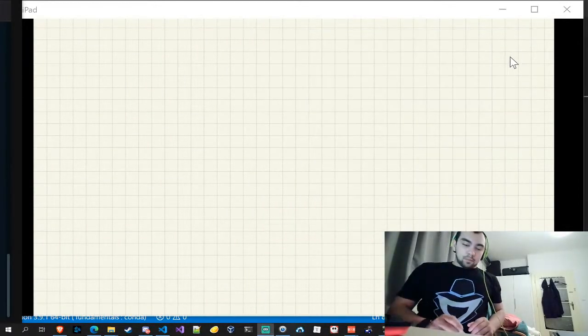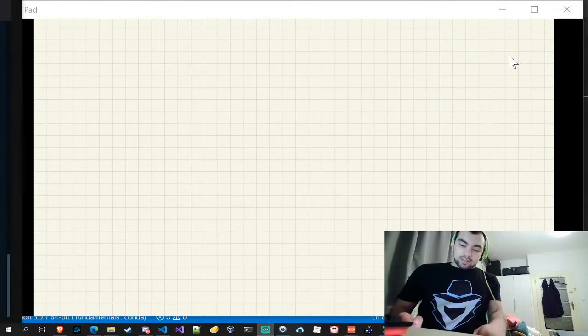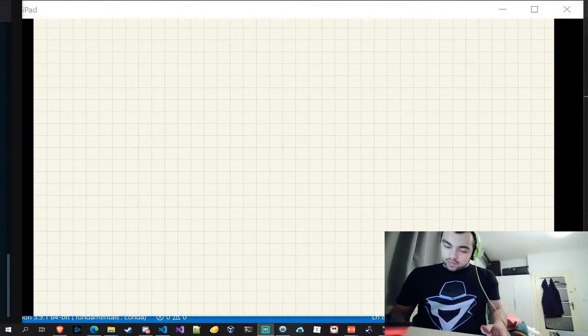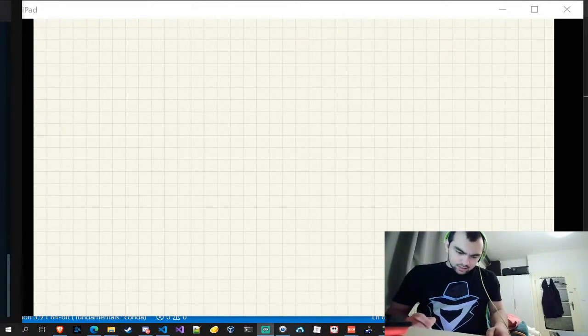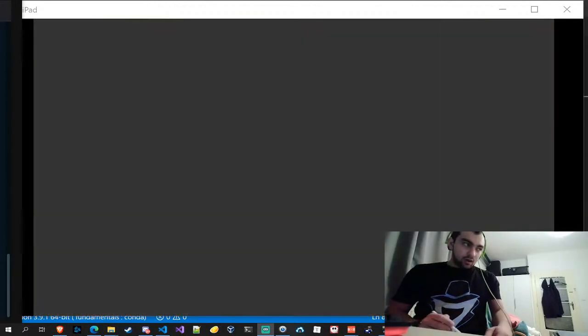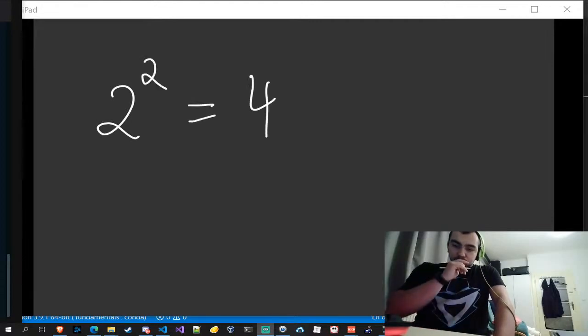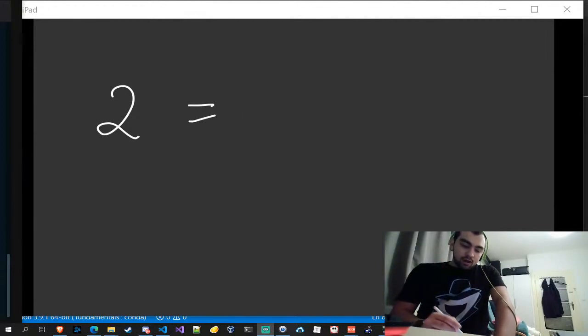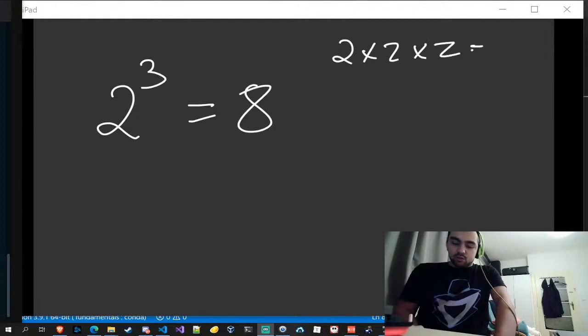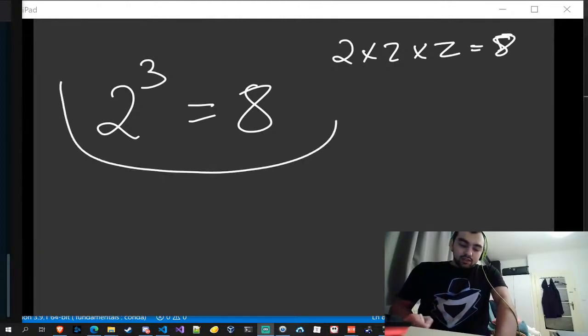It's a very basic concept in mathematics. I'm just trying to figure out how to change the template, and it's going to be blank dark. There we go. Okay, so let's say you have 2 to the power of 2 equals 4, right? Or let's say to the power of 3 equals 8. You know this, right? Because 2 to the power of 3 is 2 times 2 times 2, which equals 8.